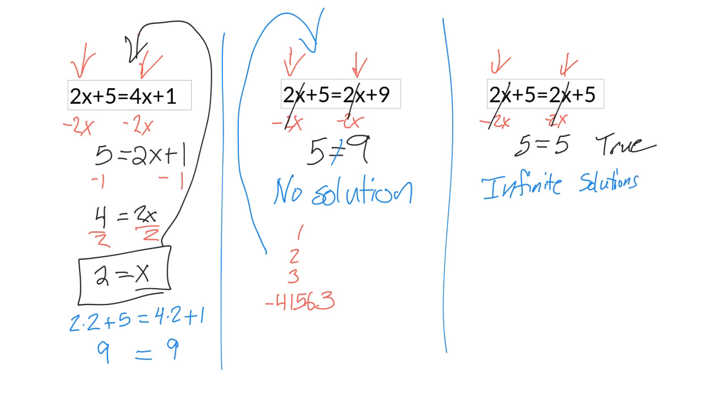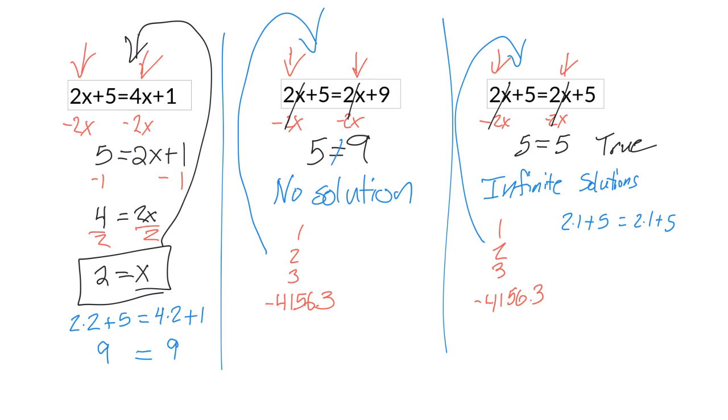Any number, 1, 2, 3, negative 4,156.3, any one of them that I plug in is going to work out. So let's just try a couple. Let's plug in 1. 2 times 1 plus 5 equals 2 times 1 plus 5. I mean, it should be pretty obvious they're going to be the same. I have the same thing on either side.